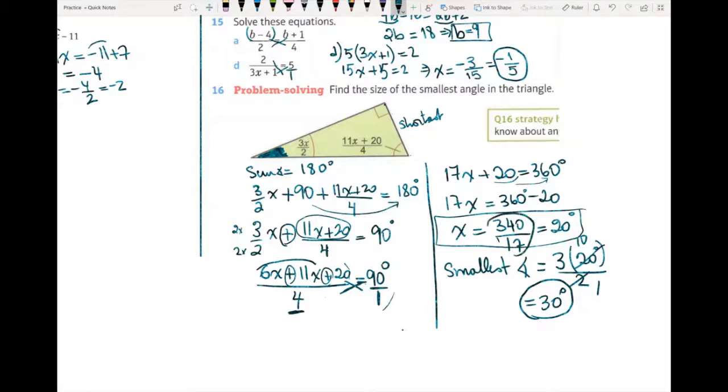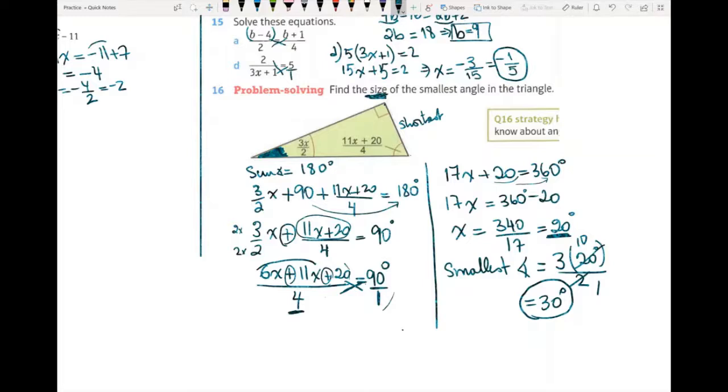You have to give the reduced answer, so you don't keep it as a fraction when you can reduce more. So 340 divided by 17 is equal to 20 degrees. Now this is not the final answer, because they want us to find the size of the angle. They don't want us to find x.